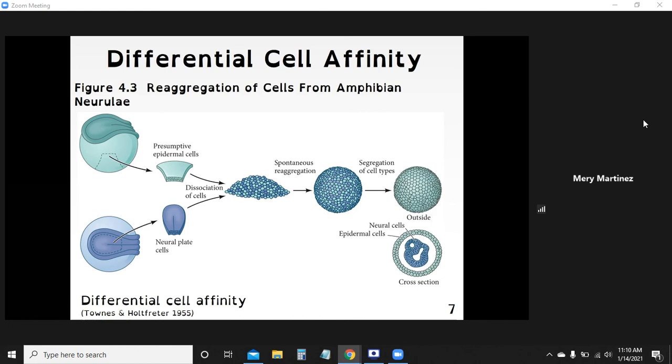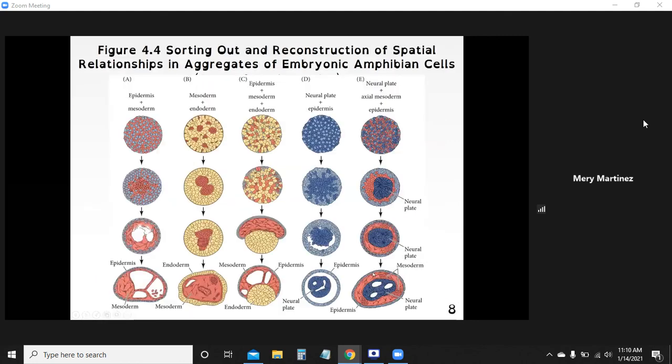So the cells knew where to go. With cells from only two germ layers, ectoderm and mesoderm, they knew where to place themselves. Ectoderm needed to be exterior, and mesoderm, in this case, needed to be internal. But that was only a very simple arrangement.